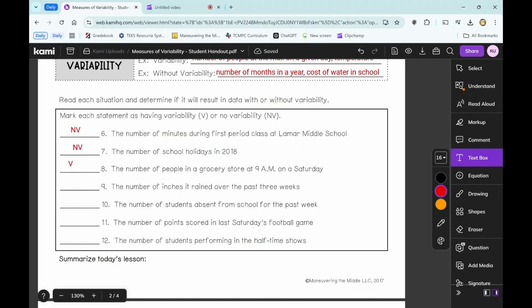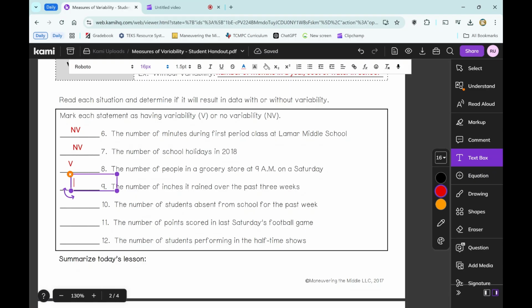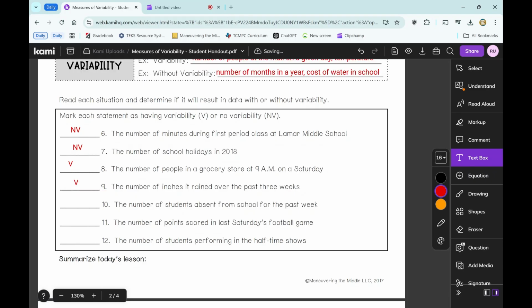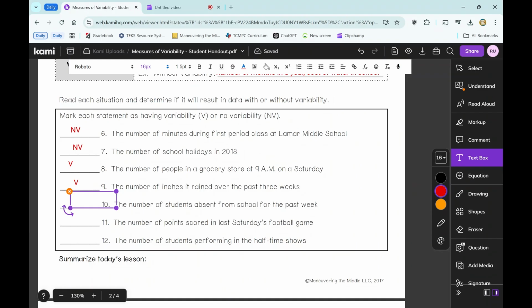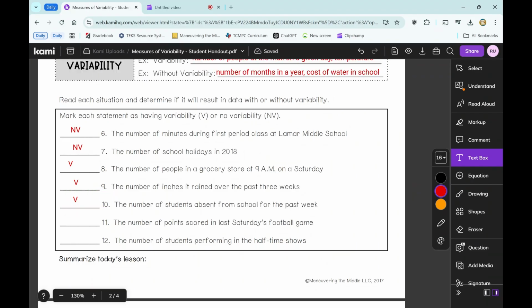Number 9 says the number of inches it rained over the past 3 weeks. Depending on where you live, rain is very crazy and it comes and goes, and that's how it's been recently too. So this is actually a very variable piece of data. Number 10, the number of students absent from school in the past week. That is changing all the time. People get sick, people go on vacation, things happen. So variability is high for that.